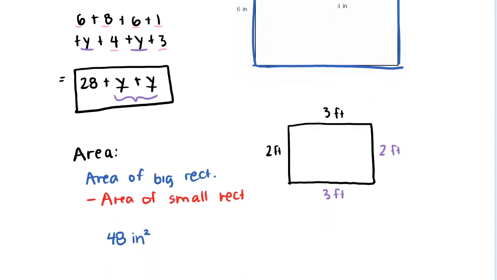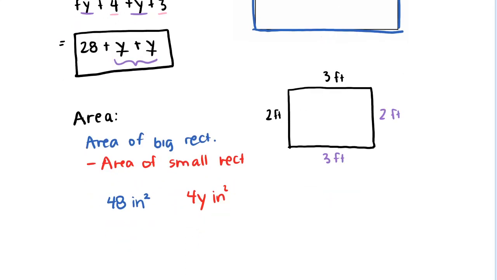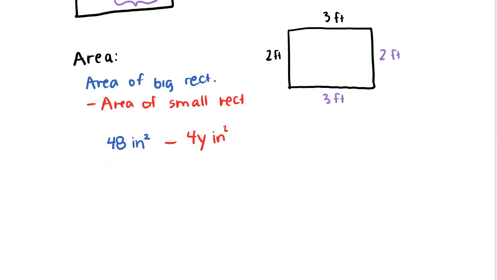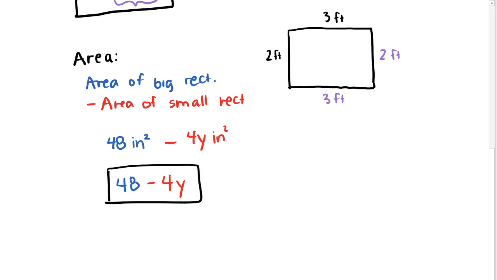Right, so here, I did this in orange above and I'm describing it in red down here, but this is 4y inches squared. And so we're going to subtract these two away from one another. That's going to give us the area of our original shape. And so as an expression, maybe without the units involved, this would be 48 minus 4 times y, which we would just write as 4y. This is an expression for the area of our shape.